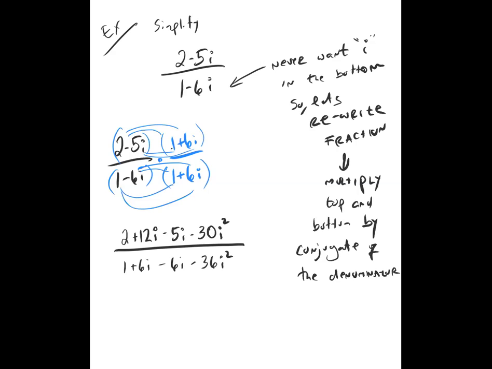And you just start simplifying the top and the bottom, right? You start combining your like terms up here, your i squared, right? You've got an i squared here. Those will cancel out. So we got what? 2 plus a 7i minus 30 times negative 1. The bottom looks like 1 minus 36 times negative 1.